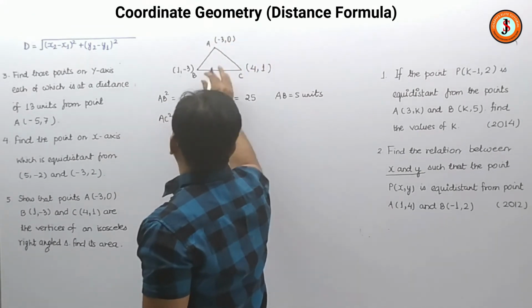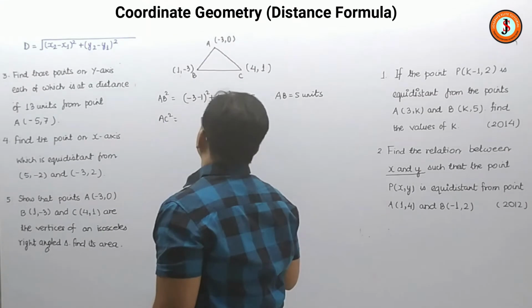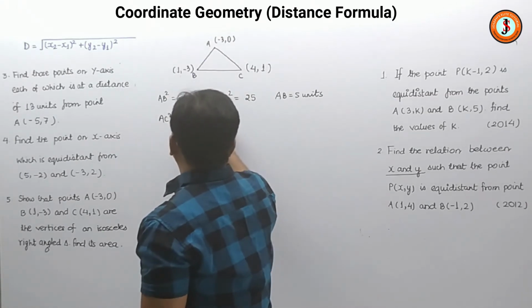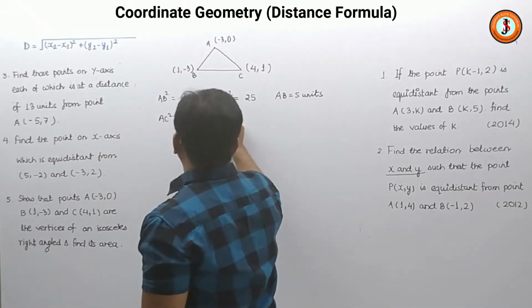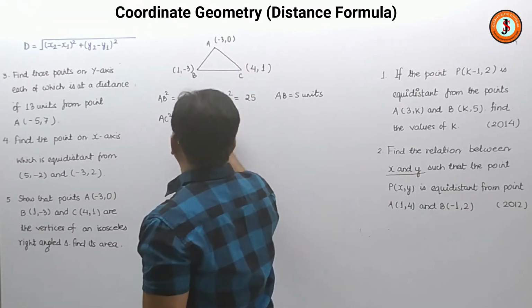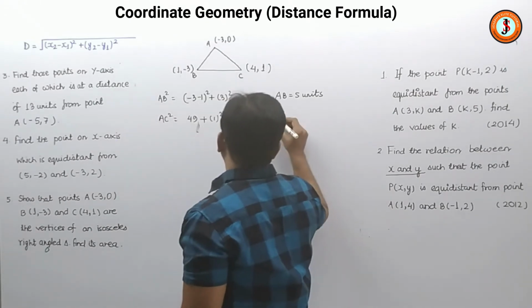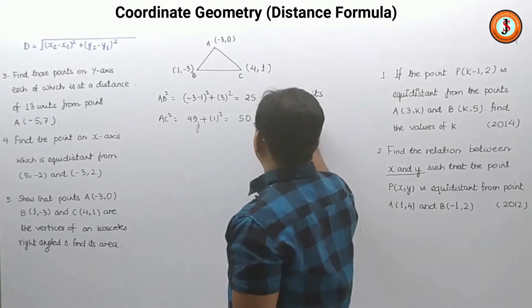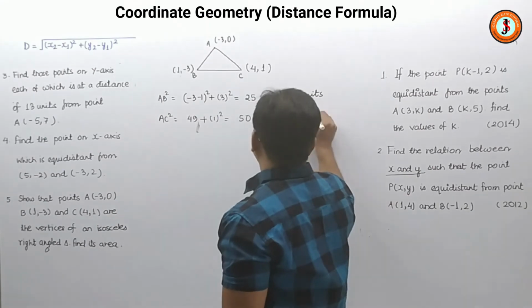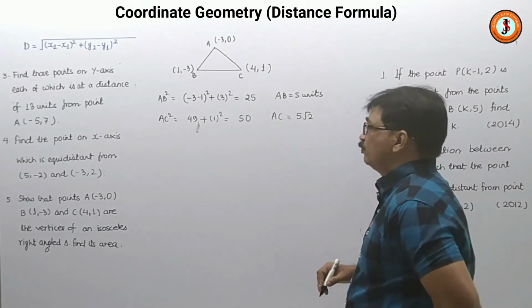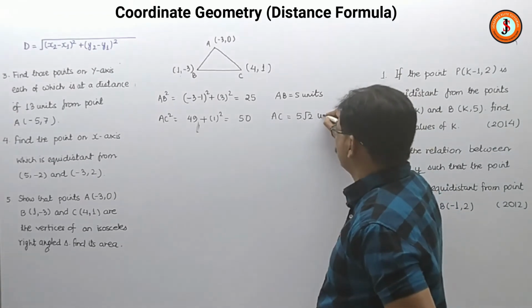Now let us see AC square. Minus 3 minus 4 the whole square, that is minus 7 the whole square, that is 49, plus 0 minus 1 square, that is 1. So this will be 50. AC square is 50, so AC will be 5 root 2 units. Obviously, under root 50 is 5 root 2 units.